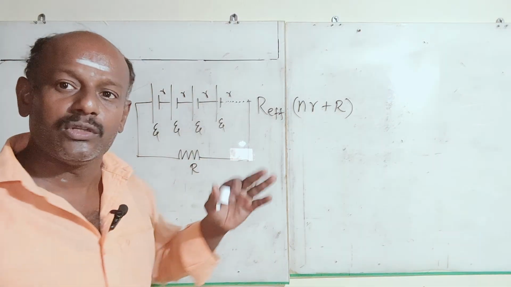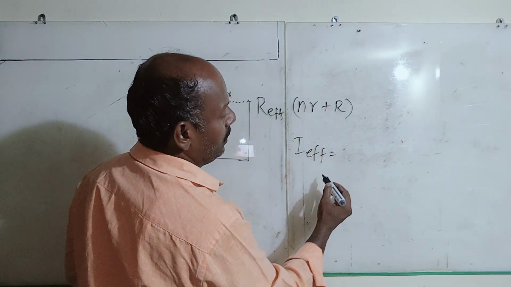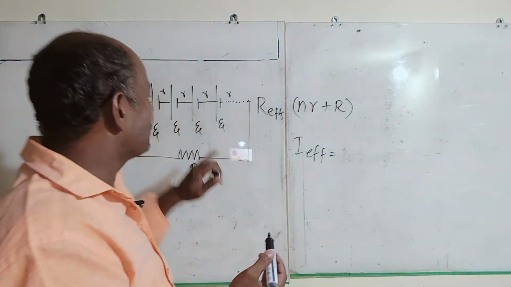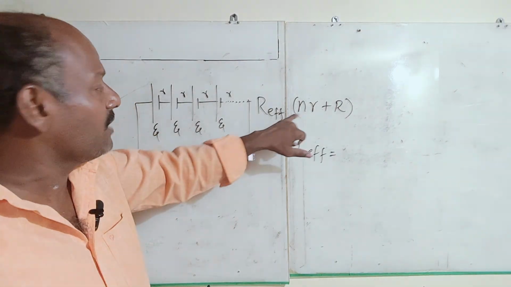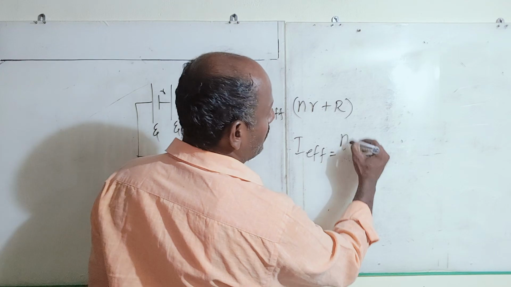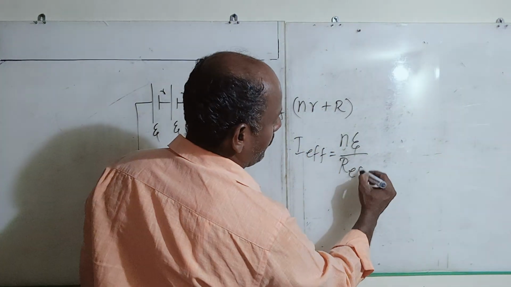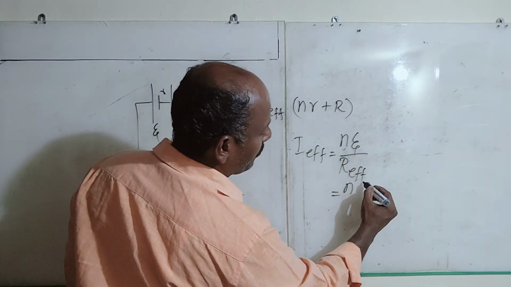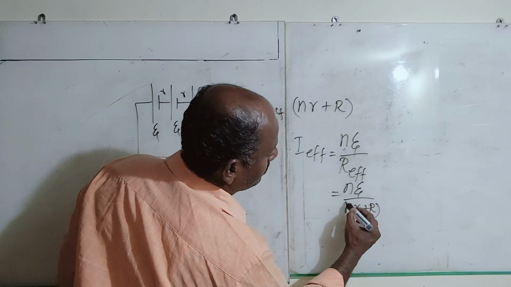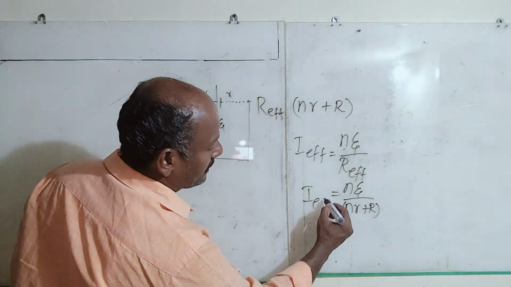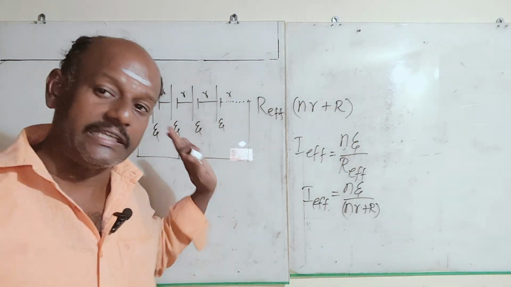We know that I is equal to V divided by R. So I effective will be equal to the total EMF divided by the total resistance. What is the total EMF? Each cell has an EMF of E, so when we have n number of cells, I can have n times E divided by the total resistance, that is R effective. So I effective is equal to nE divided by (nr plus R). This will be the total current when the cells are connected in series.